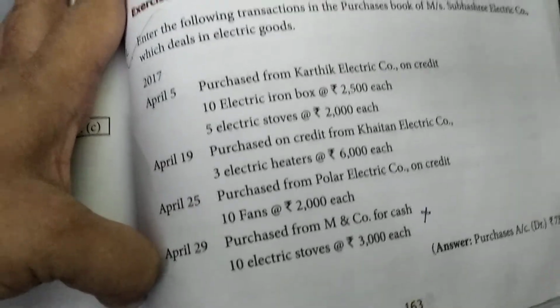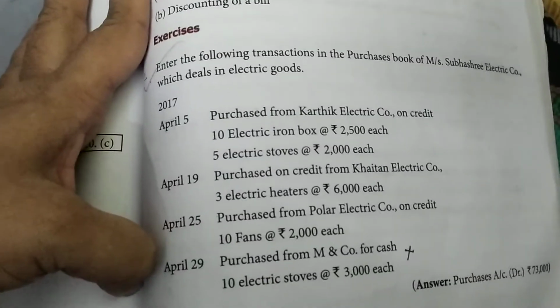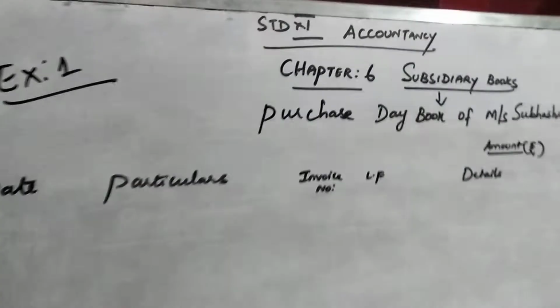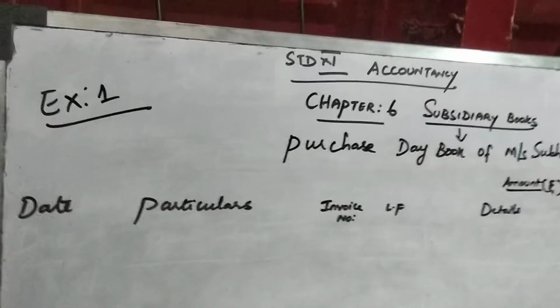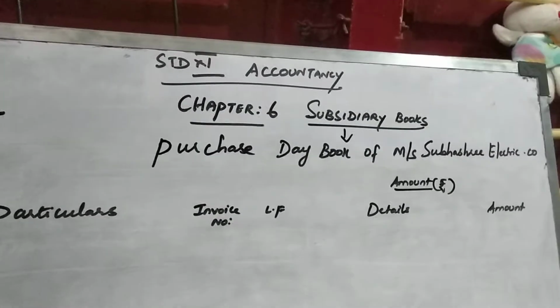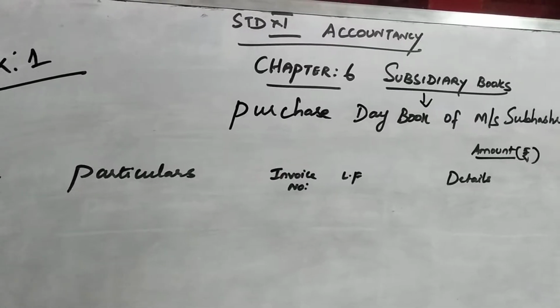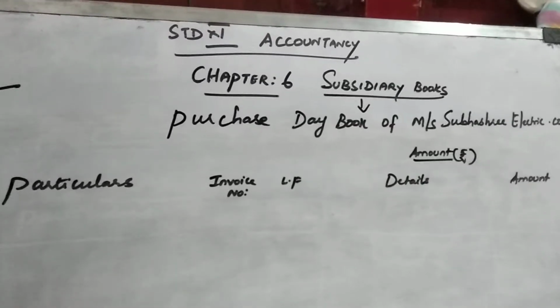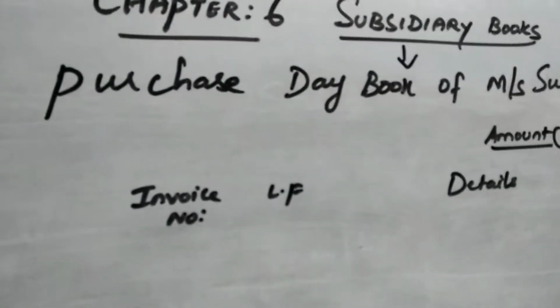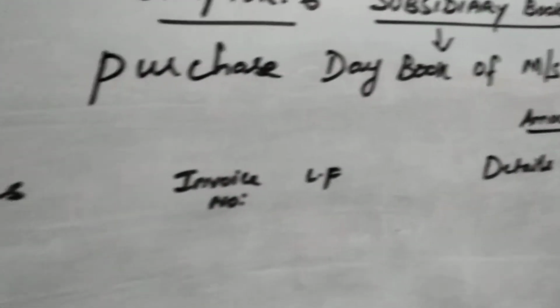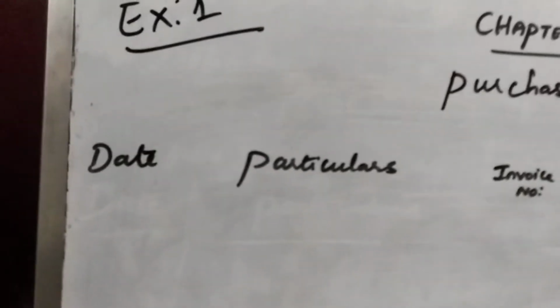So shall we do this problem? Okay. So this is the format. Purchase day book of Subsidiary Electric Company. Date, particulars, invoice number, LF, amount, details and the total amount. This is the total column. So shall we begin now?